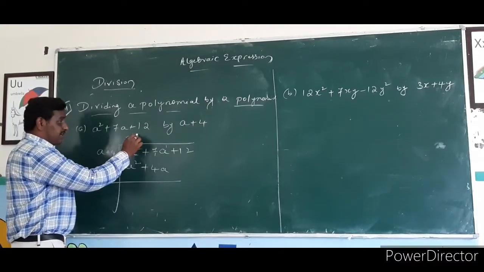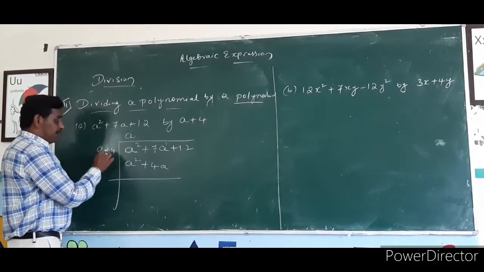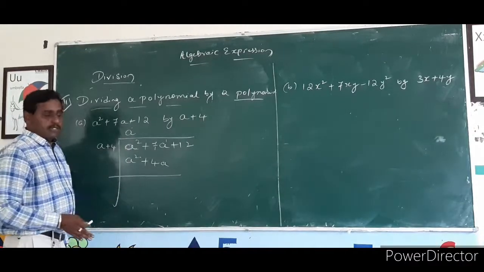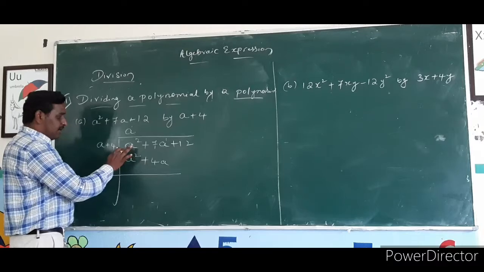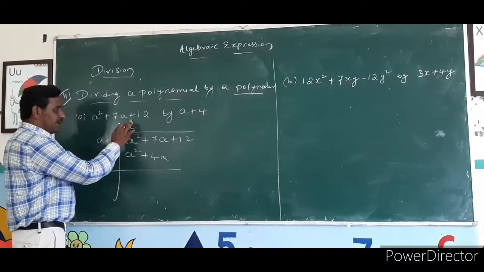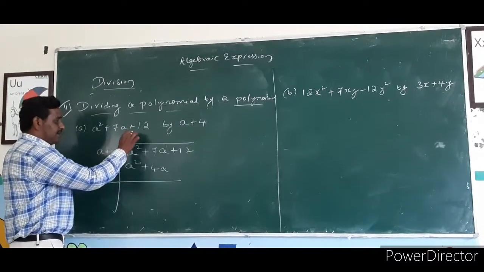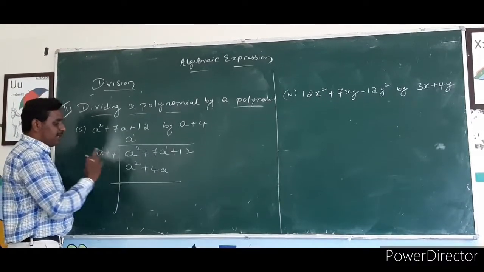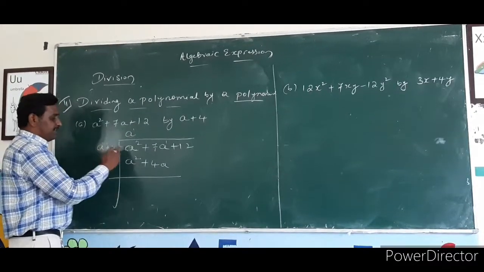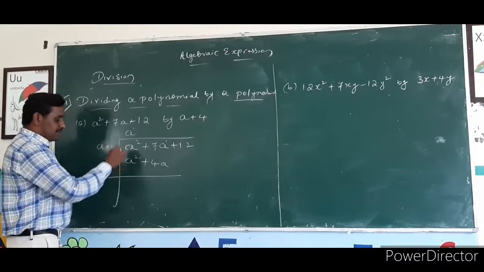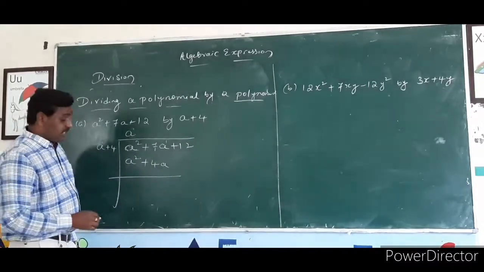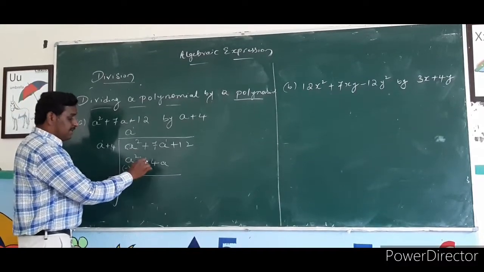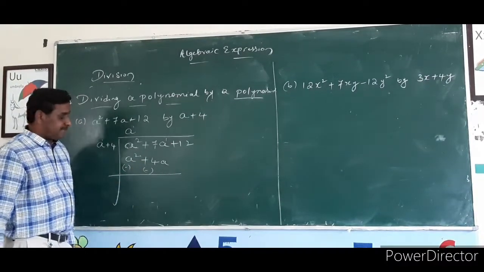Suppose if you consider a to the power of 2 here, you get a square into a to the power of 3, and we are not getting the same value. So if you want the same value, you have to arrange accordingly. So here I am taking a to the power of 1, and if you multiply these two you will get a square, and multiply these two also and write it. Subtract. While you are subtracting, the sign will be changed. Plus will become minus, plus will become minus.